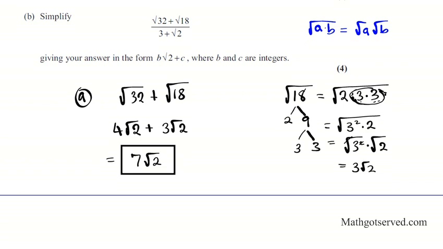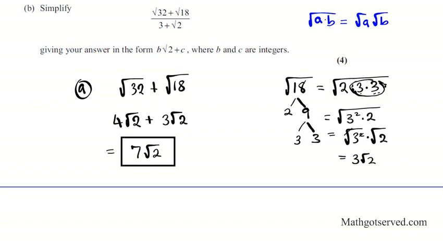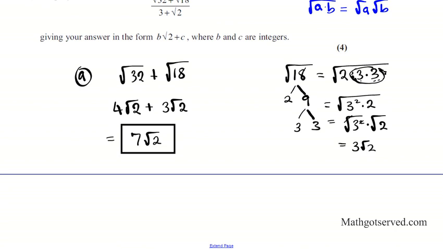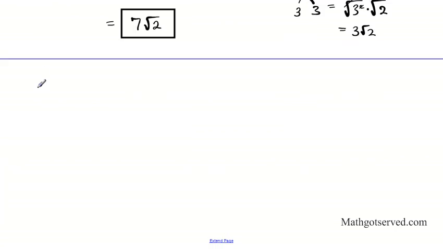Alright, let's move on to question number, the B part. So for the B part, we're going to be simplifying the expression root 32 plus root 18 divided by 3 plus root 2.